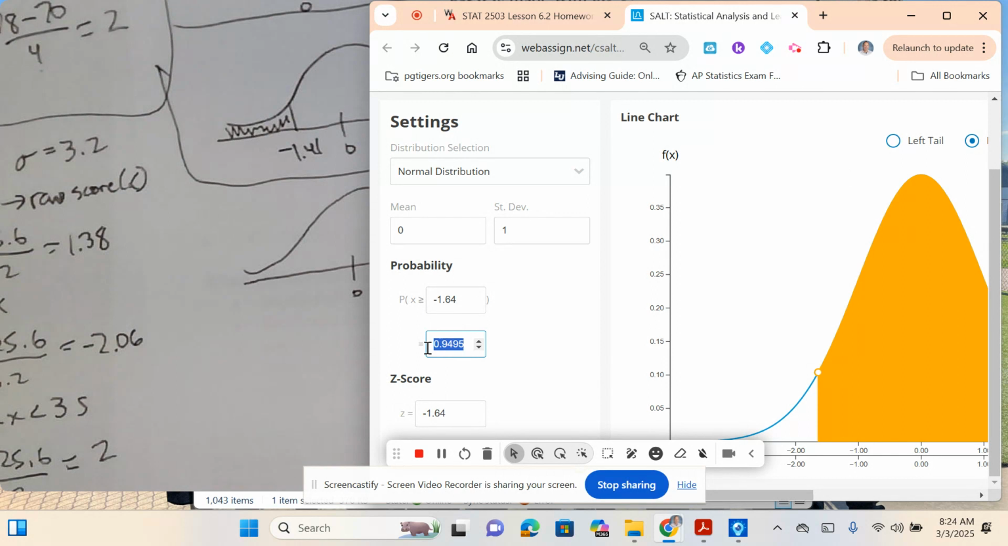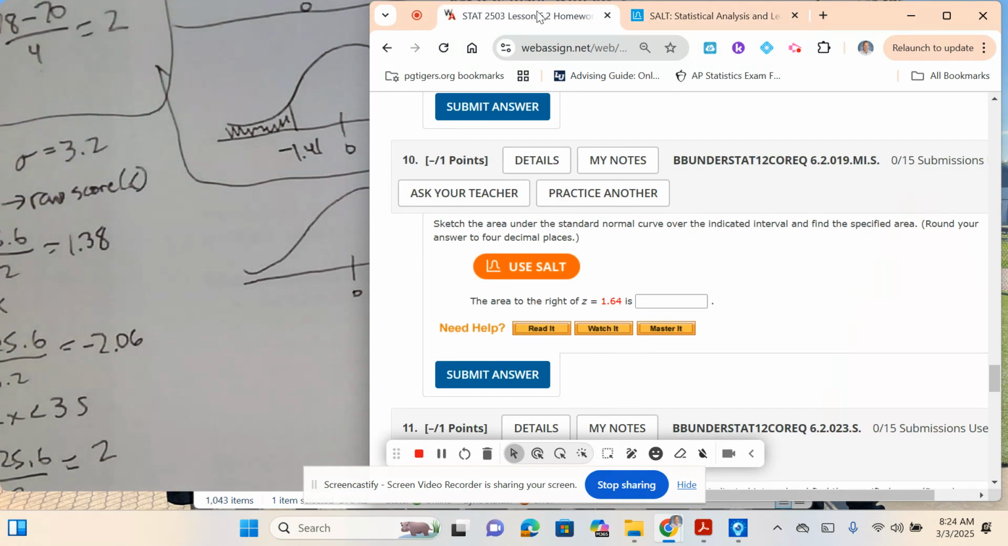The normal distribution is probably, I think you're going to like it a lot easier than the binomial distribution. It's honestly a little easier. So you're probably going to pick this up a lot faster, which is good.